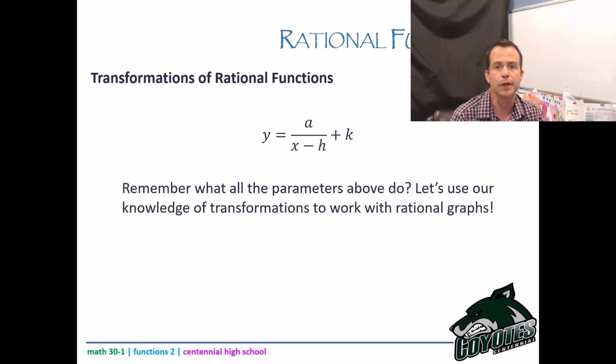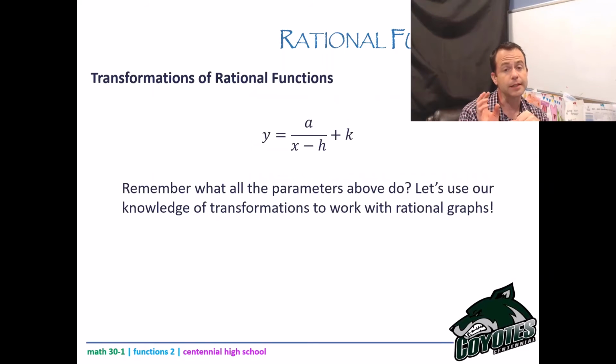So we often, with rational functions, discuss this with vertical stretches. I may throw a horizontal stretch in just to see how you do with it. But for right now, we're just going to deal with a over x minus h plus k. So a is your stretch, your vertical stretch. H is your horizontal translation. If h is positive, I'm going to the right. If h is negative, I'm going to the left. K is your vertical translation. If k is positive, I'm going up. If k is negative, I'm going down.